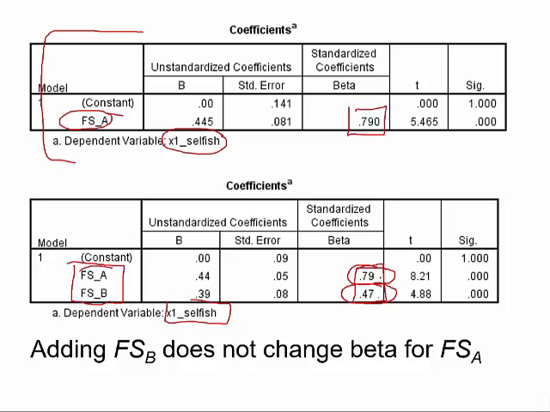The weight we used to create factor score A for item x1, we multiplied x1 times 0.79 to create factor score A, and we multiplied x1 times 0.47 to create factor score B. So the weights we use to create our factors are the same thing as the beta weights we get when we use our factors to predict the items. And as we see here, adding factor score B did not change the beta weight we got. We got 0.79, 0.79. We got the same beta weight in both cases.